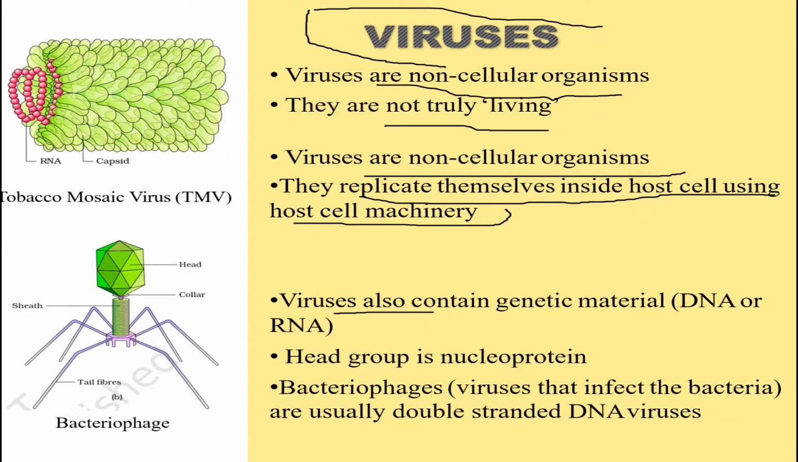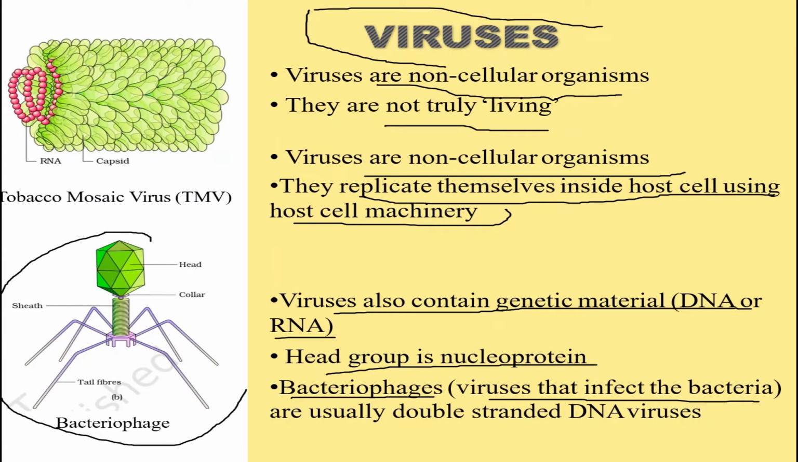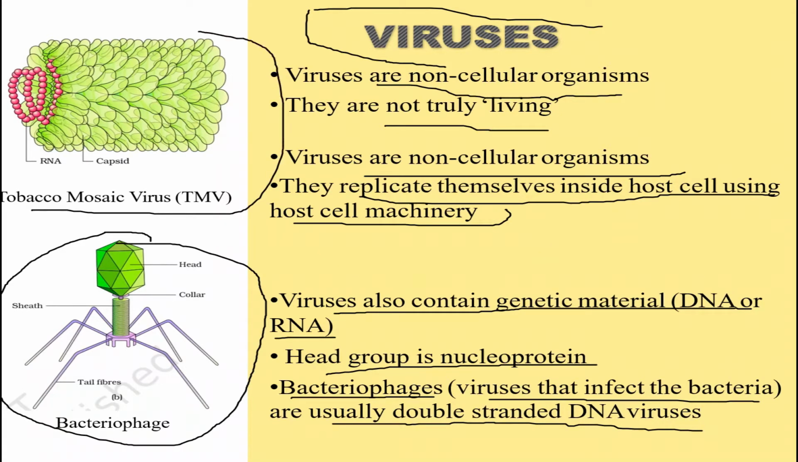Also, viruses contain genetic material which can be DNA or RNA, and the head group is nucleoprotein. Bacteriophages are the viruses that infect bacteria. This is a prime example of a bacteriophage, as you can see on the screen. Bacteriophages are usually double-stranded DNA viruses, and this is a typical picture of a tobacco mosaic virus.